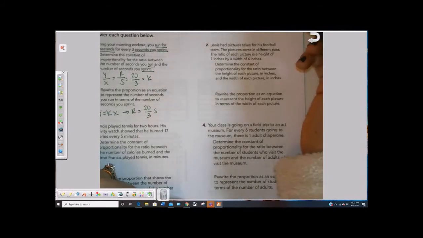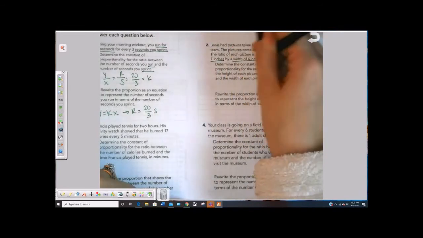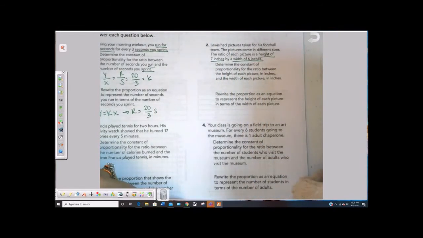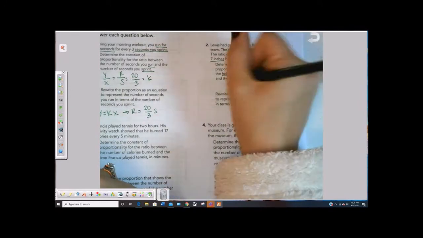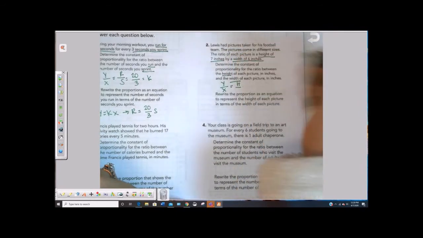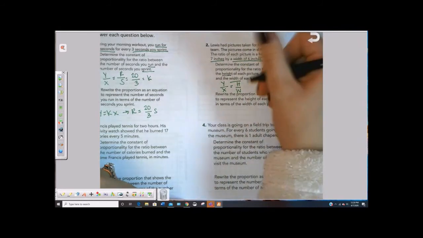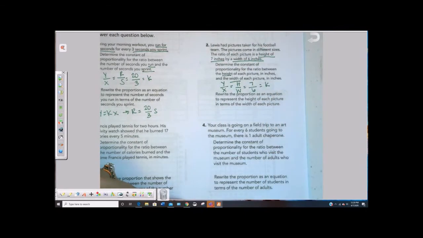So it says a picture has a height of 7 inches and a width of 6 inches. And we want to determine our constant of height to width. So constant is y over x. Whatever comes first is your y. So height came first, so h for height, w for width, and now we put in our numbers. So it was 7 inches high, 6 inches wide, and that's going to be our k. So 7 over 6 is k.